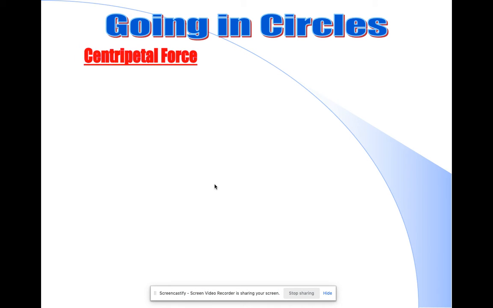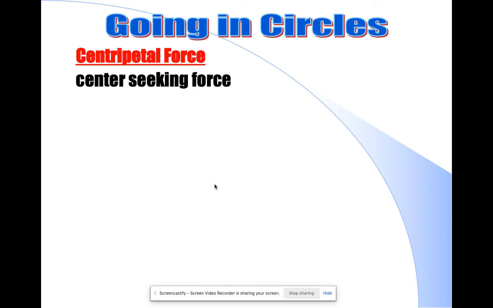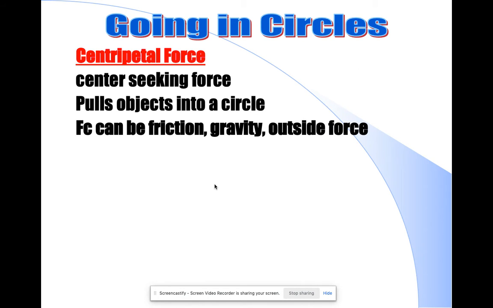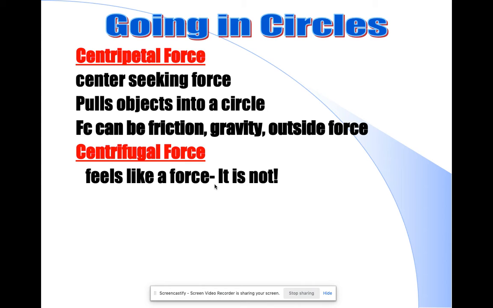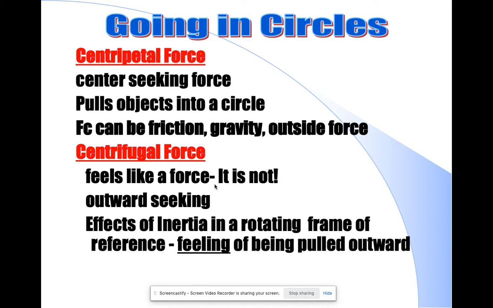Okay, so there are two types of forces. There's centripetal force. Centripetal force is a center-seeking force. It pulls objects into the circle. Centripetal force is usually referred to as FC, and can be friction, gravity, or an outside force. And the other one is centrifugal force. Now, what's interesting is centrifugal force feels like a force, but actually it isn't even a force. It's an outward-seeking force. The effect of inertia in a rotating frame of reference feels like being pulled outward, but you're really never being pulled outward. We're going to talk about that here in a second.